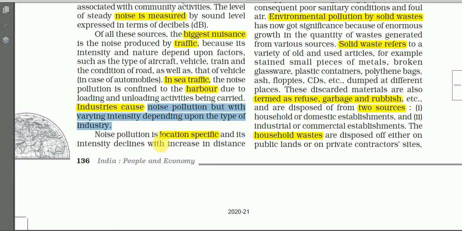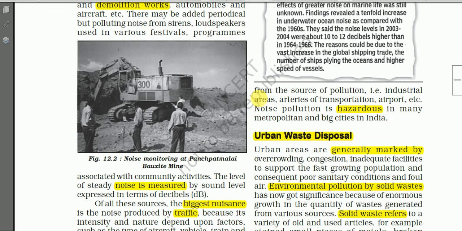Then noise pollution is location specific. Noise pollution does not occur everywhere, unlike air pollution. And its intensity declines with increase in distance from the source of pollution. The intensity of the noise level decreases as we move away from the source of the noise, like industries, industrial areas, arteries of transportation, airport. That means if we are far away from industries, then noise pollution is less, for example.